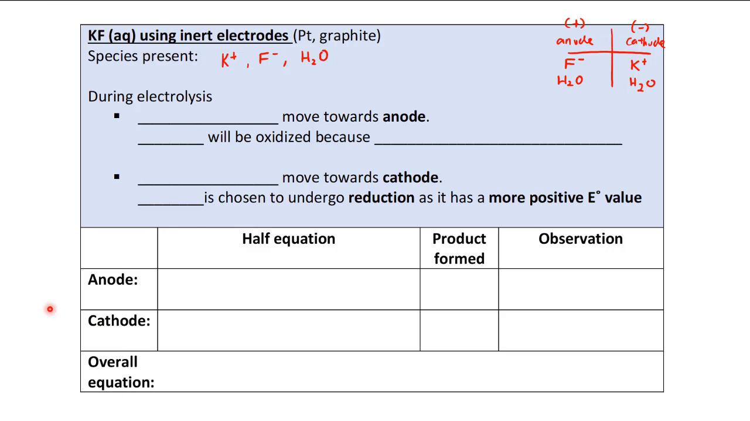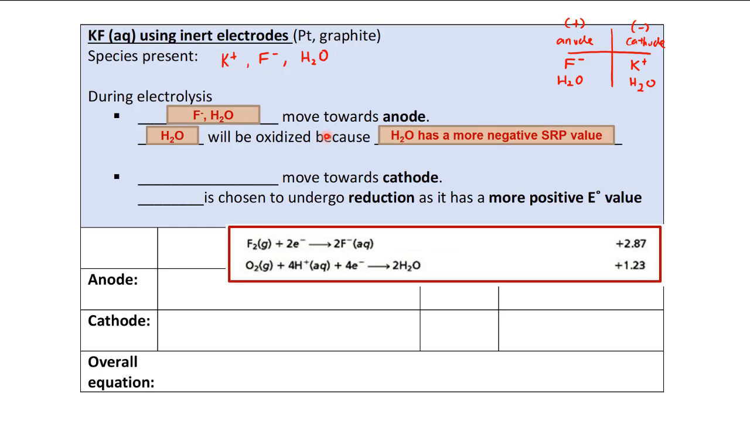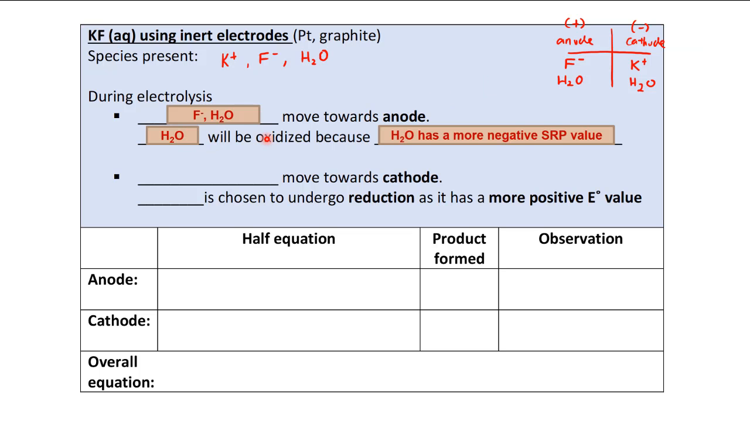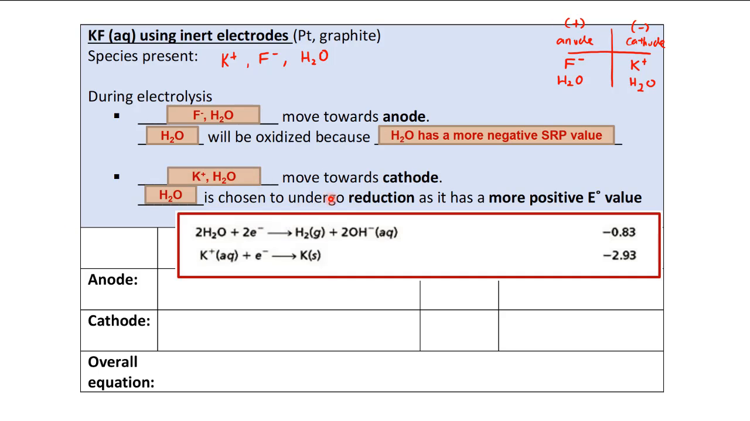During this electrolysis, fluoride ion and water will move towards anode. But H2O will be oxidized due to the more negative SRP value. You may refer to this summary table. So fluoride ions will not be chosen when compared with H2O. At the cathode side, the potassium ion and water will move towards cathode, and water is chosen to undergo reduction as it has a more positive E naught value.